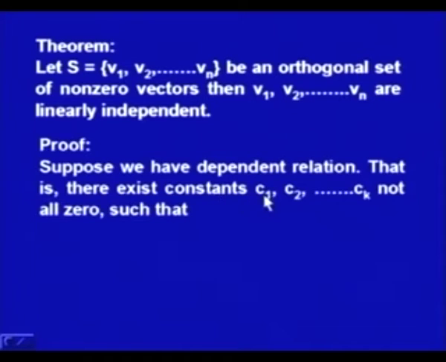Then there exist constants C 1, C 2, C n, not all 0, such that C 1 v 1 plus C 2 v 2 plus C k v k is equal to 0. There must be some k, not necessarily all n, but some k vectors may be linearly dependent. So C 1 v 1 plus C 2 v 2 plus C k v k is equal to 0.